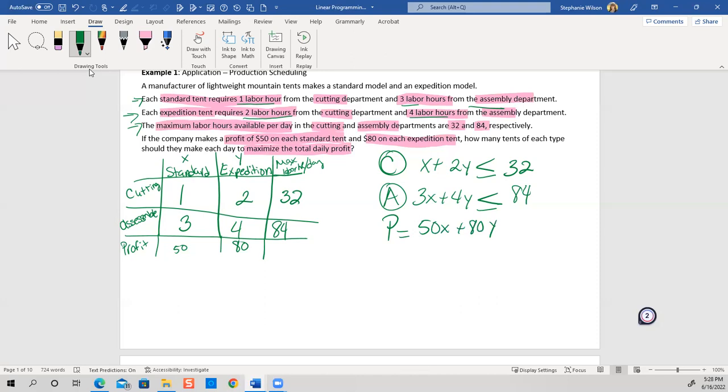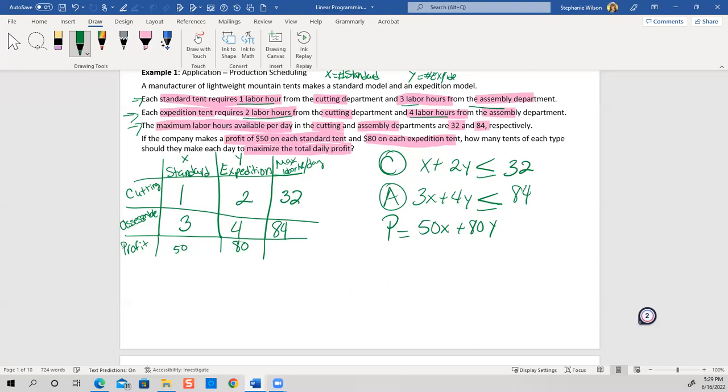Now I'm going to label, and this is one part I didn't explain: I chose to let X represent the number of standard tents, and I chose to let Y represent the number of expedition tents. And usually I write that to the side somewhere, just so I know what I'm using it for. X is the standard tents produced per day, and Y is the number of expedition tents to be produced per day. So, okay, moving on.